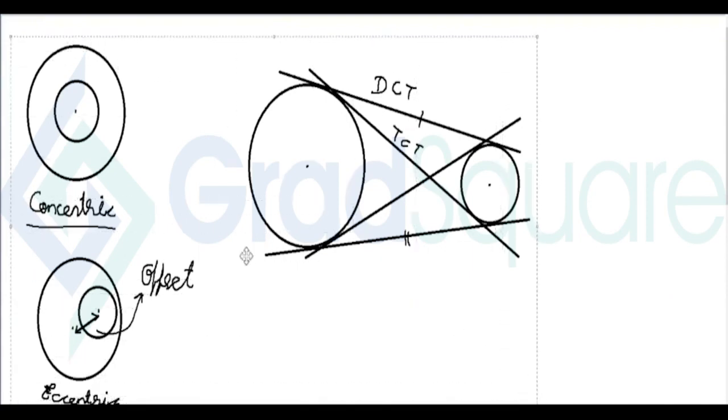Second way in which 2 circles on a plane can interact with each other is when they are touching each other at exactly 1 point. Now, even this can happen in 2 ways. Why? Because either the circles can touch each other internally like this, or they can touch each other externally like this. Now, in the first case, of course, I can draw 1 common tangent. And in the second case, I can draw 3 common tangents.